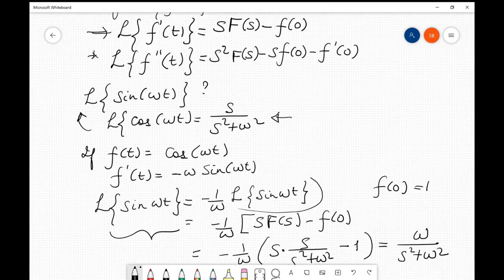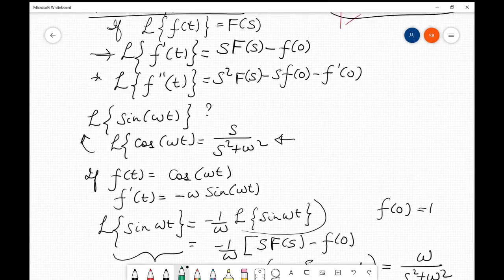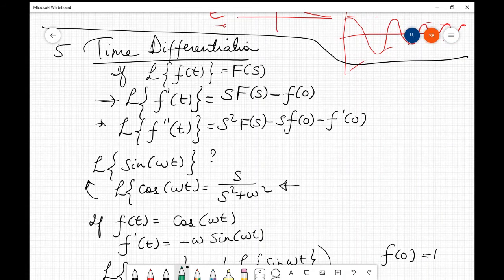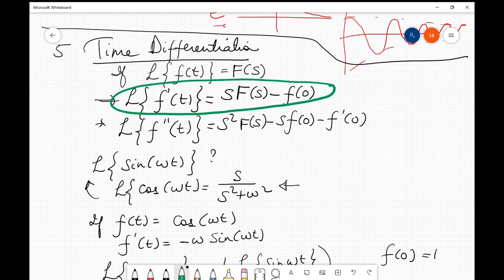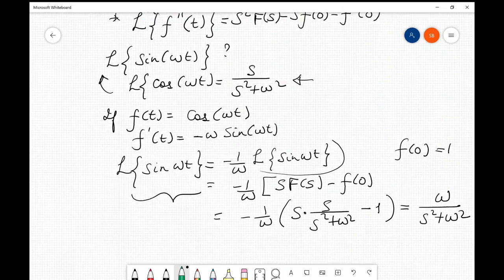So this is a very important property, which is called the time differentiation property. If the Laplace transform of a function is F of s, then the Laplace transform of its derivative is found by multiplying the frequency domain by just s.